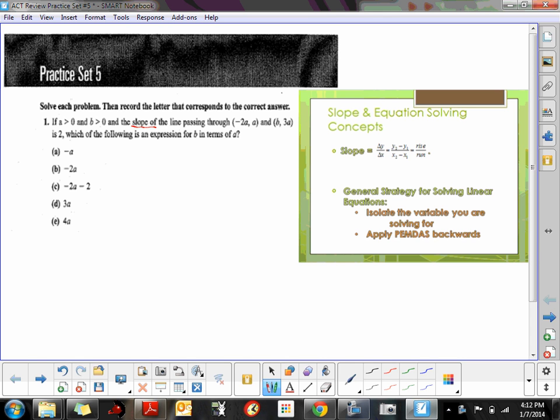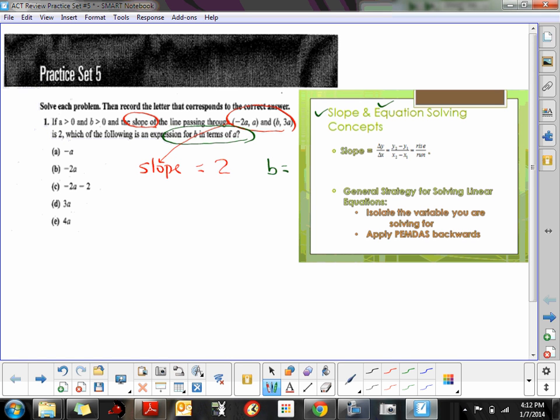The first idea that I see is slope. We know that the slope between these two points has to be equal to 2, so that's one idea. And the second idea is we have to solve this expression so that we end up with an expression of b in terms of a, so we want a b-equals statement. So we've got a slope concept that we've got to review and an equation-solving concept that we have to review.